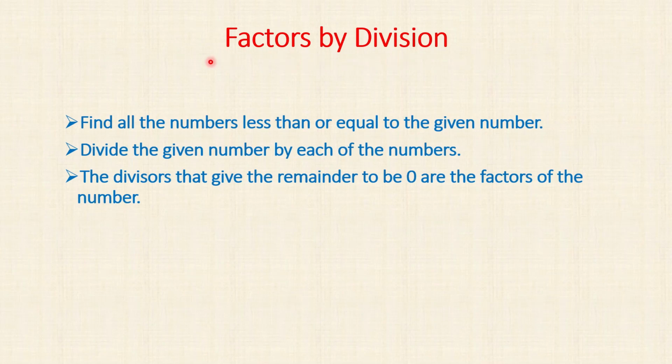There are 3 steps. In first step, you have to find all the numbers less than or equal to the given number. So we have to enlist all the numbers which are less than or equal to the given number. Secondly, we have to divide the given number by each of the numbers which we have enlisted in step 1. And the numbers that give the remainder 0 are the factors of the number. Now let us check for some numbers.